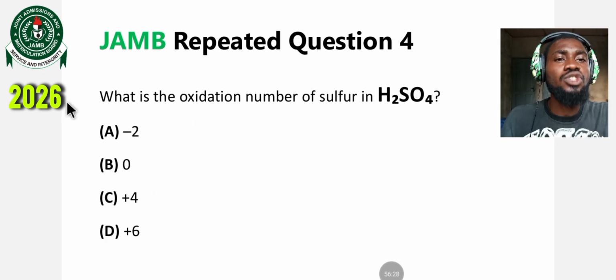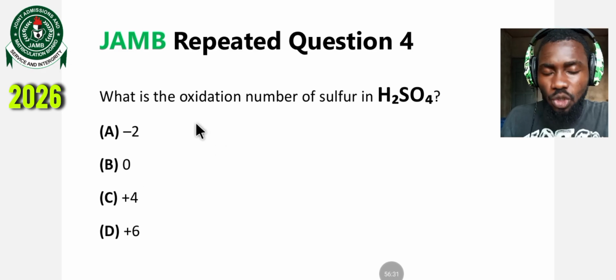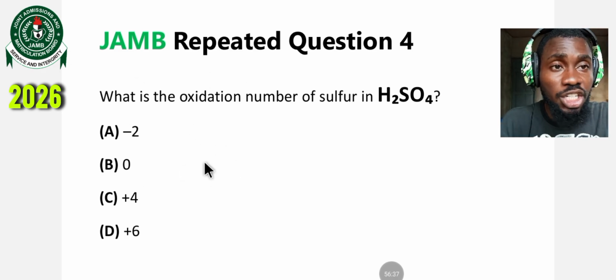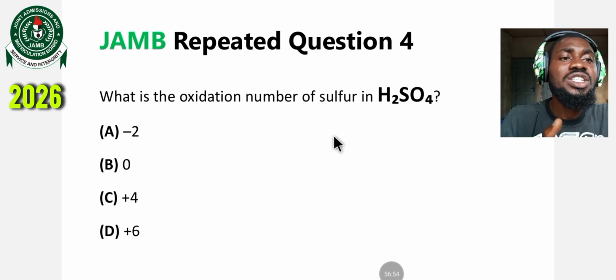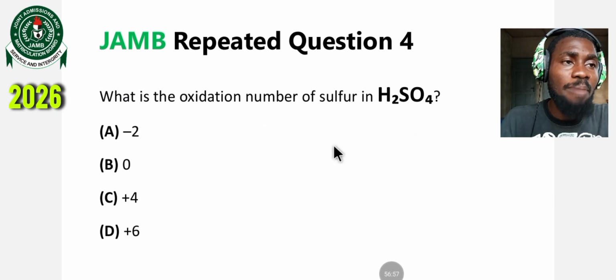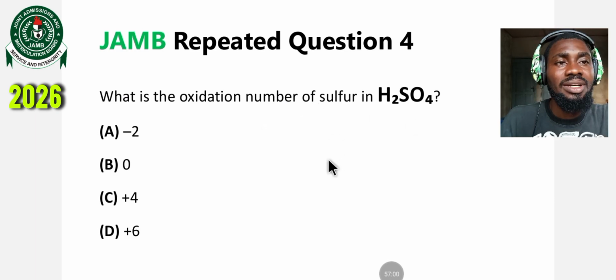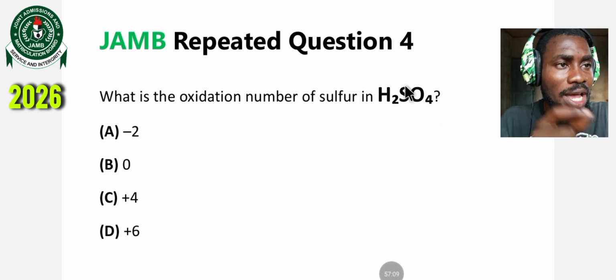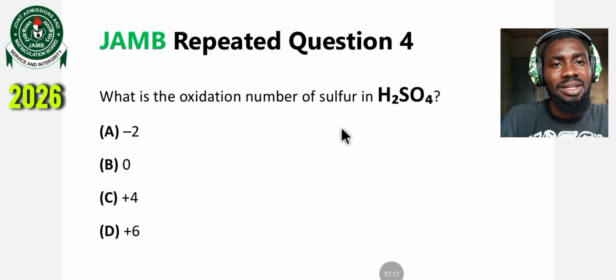I am giving you 99% assurance that you are going to see the calculation of oxidation number in your JAMB UTME 2026. You are going to encounter 2-3 questions from oxidation number. They might ask you, what is the IUPAC nomenclature of the compound? They might ask you, what is the name of the compound? They might ask you, what is the oxidation number of the elements in this compound?